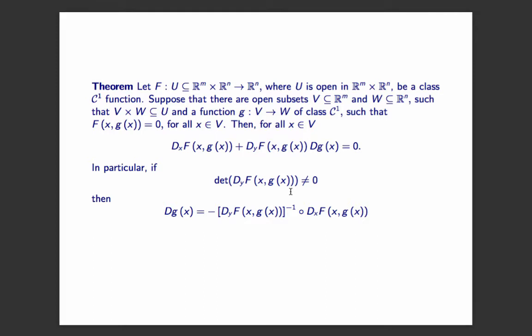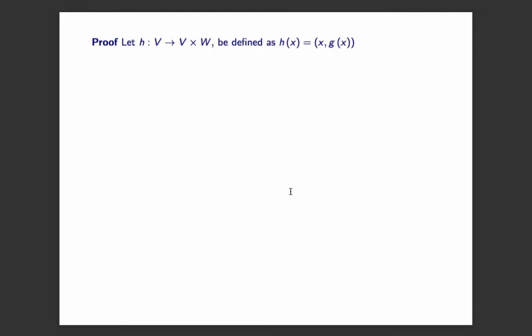So let's work our way through the proof. Let h map V to V by W. Remember, V is the set from which the first entry of an ordered pair is taken, and it's going to map V to an ordered pair, V by W. The idea is that g is going to map V to W. So I get an ordered pair in V and in W. And so we say h of x is x comma g of x.